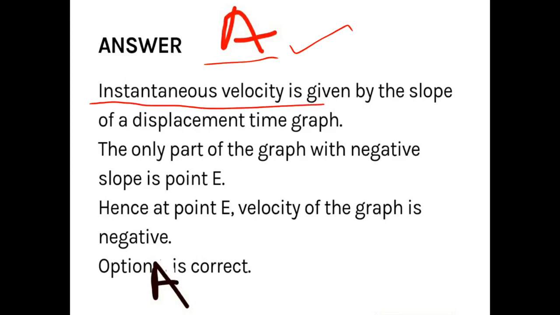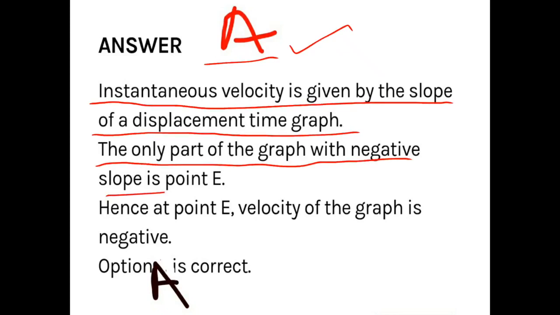Instantaneous velocity is given by the slope of a displacement time graph. The only part of the graph with negative slope is point E. Hence at the point E, the velocity of the graph is negative. That means when time goes on increasing, the displacement goes on decreasing. So E is the point where the velocity of the graph is negative.